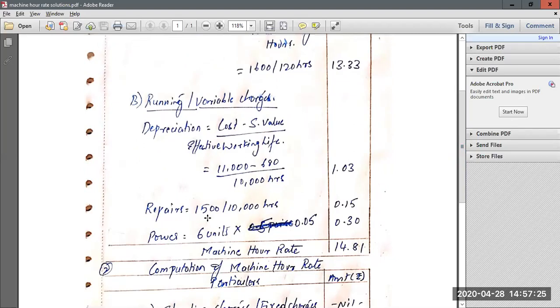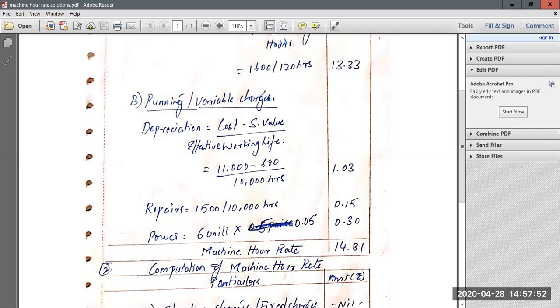That means this 1500 is the repair charge which the company incurs for the entire lifetime of the machinery, right? So this 1500 has to be divided by the effective working life of 10,000 hours. So in total it will work for how many hours? 10,000 hours. So per hour your repair charges will come to 0.15.